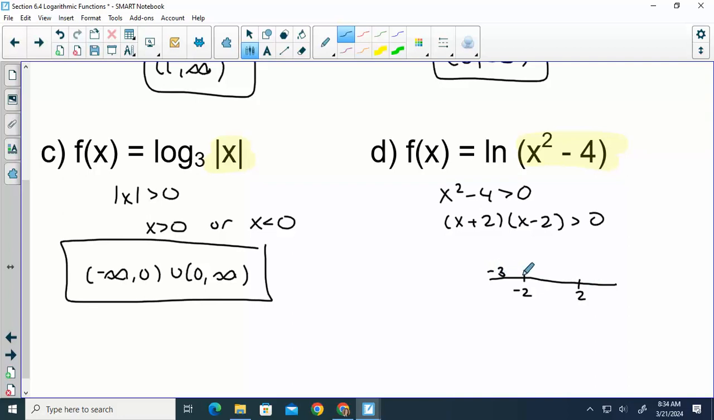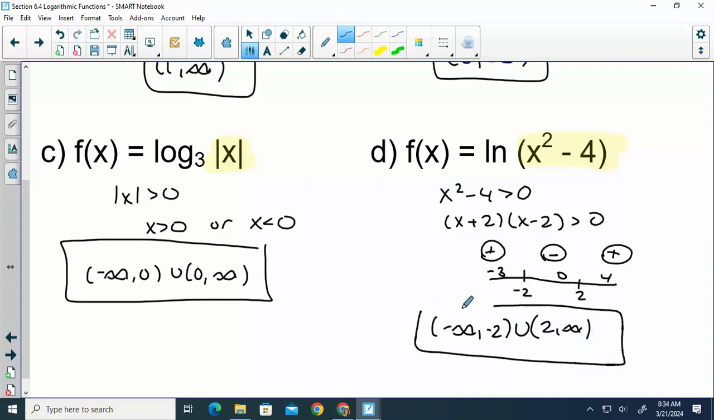We plugged in test points, or looked at a graph, either way. So if we put in something smaller than negative 2, you would get a negative times a negative, which is positive. If you put in 0, you get positive times negative. And if you put in 4, positive times positive is positive. We wanted greater than, which is positives. So it's negative infinity to negative 2, union 2 to infinity. Any questions there?